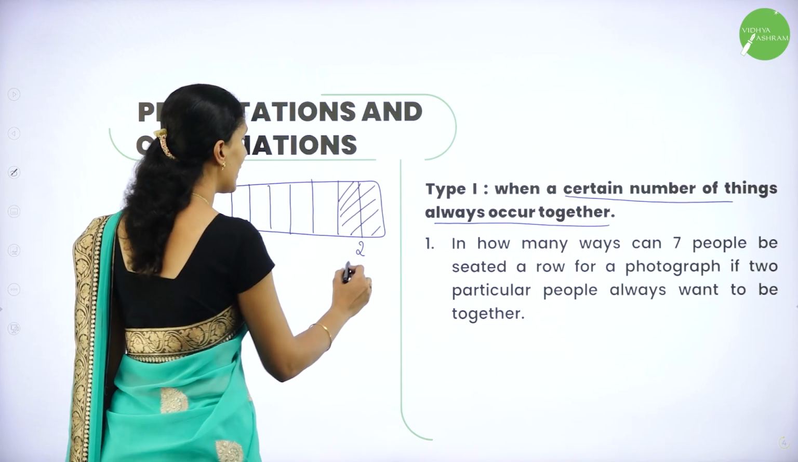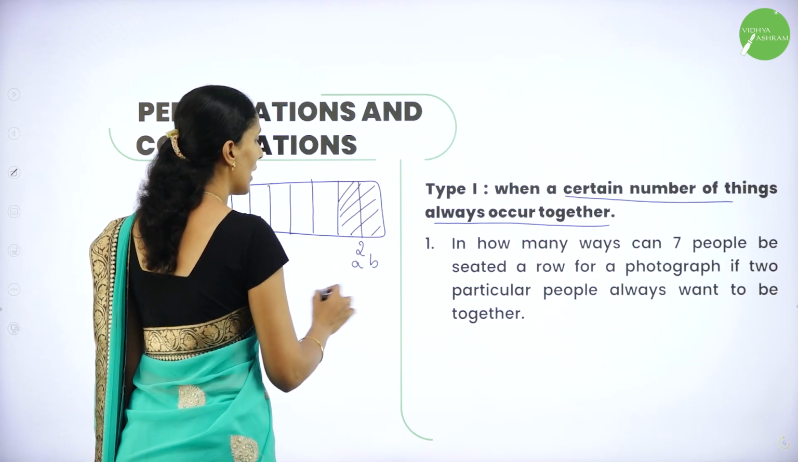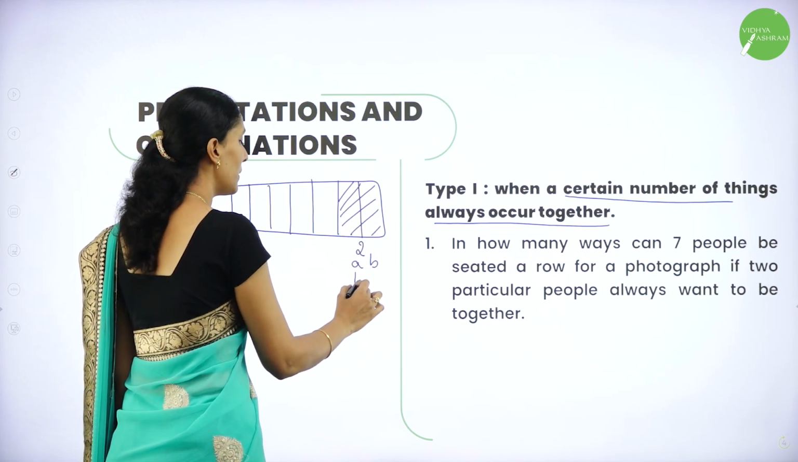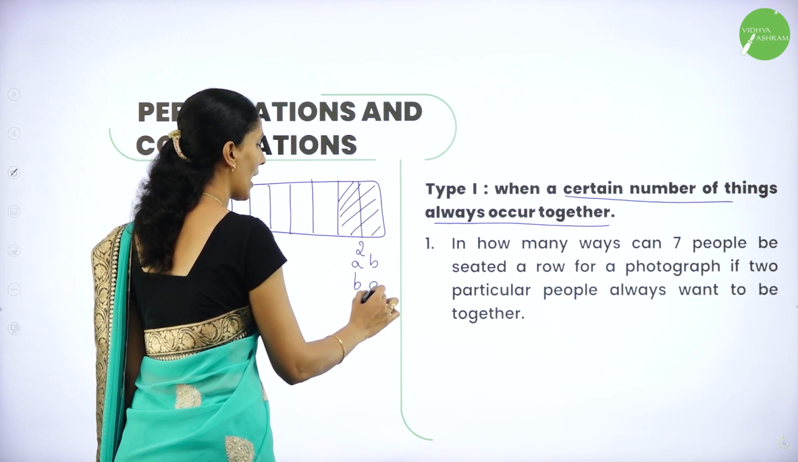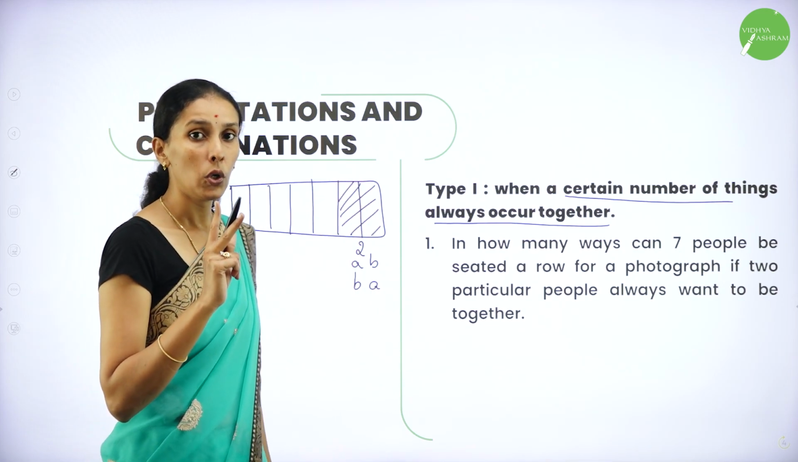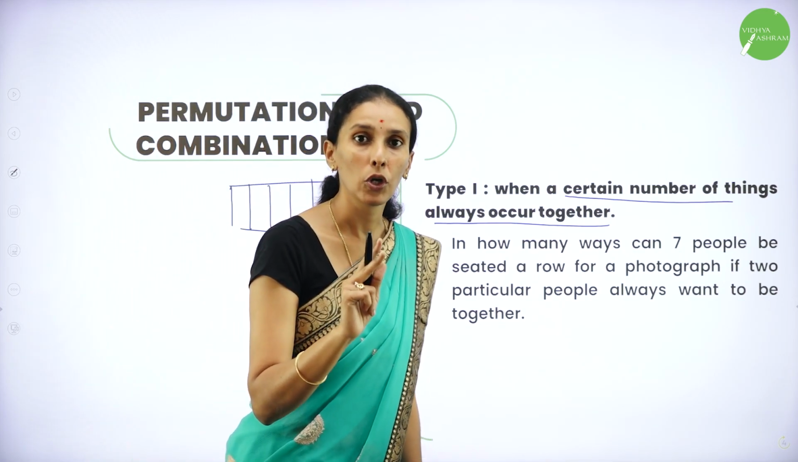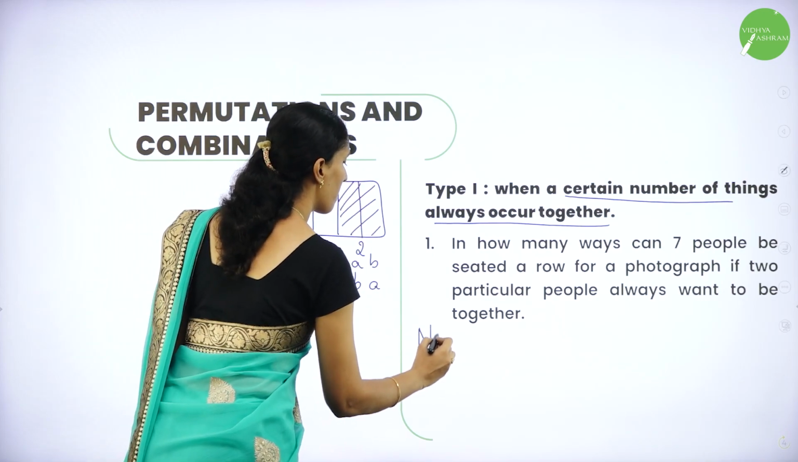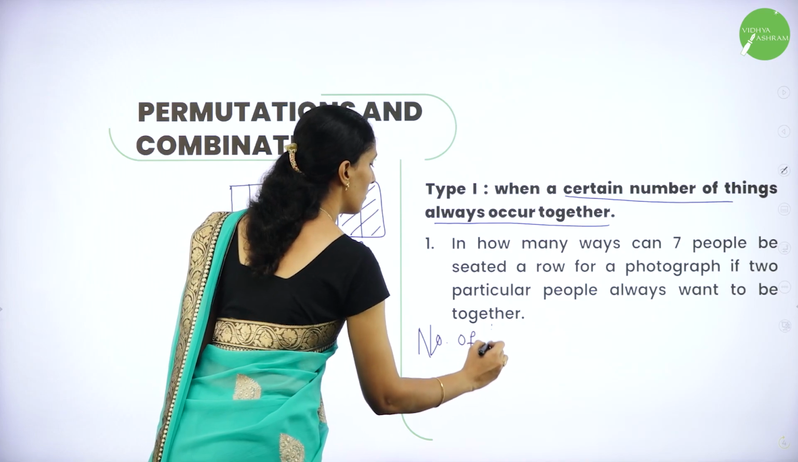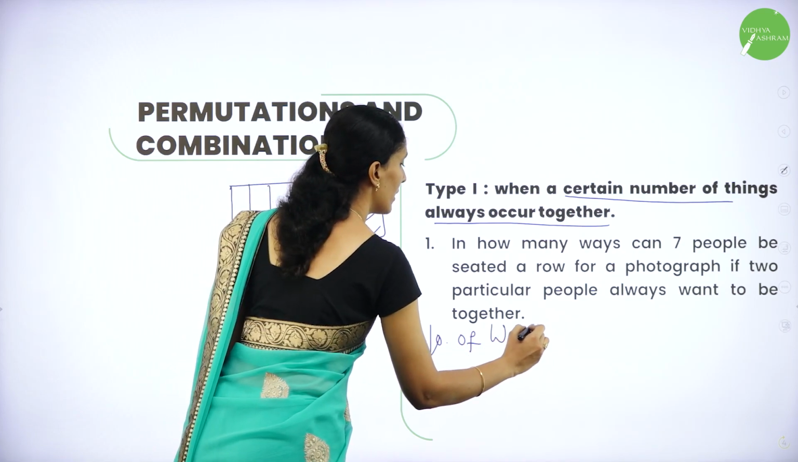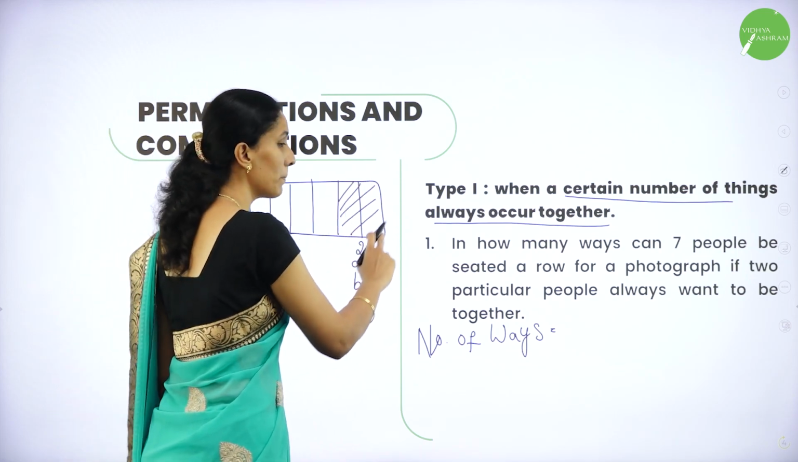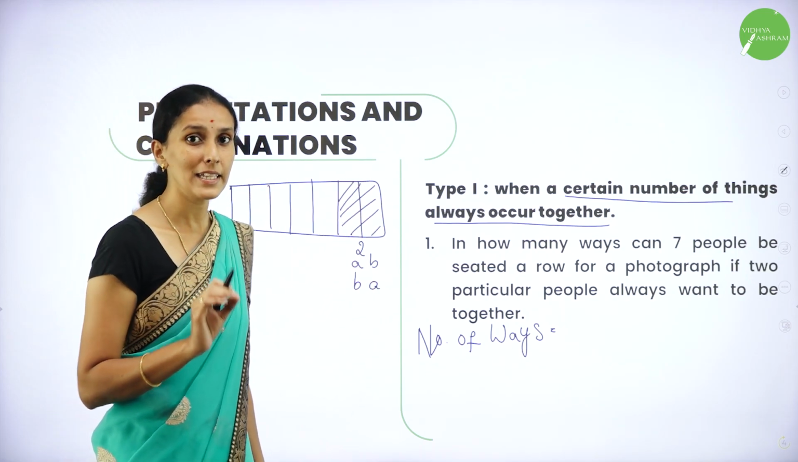Suppose I take A, B here. A can be seated here and B here, or B can be seated here and A here. So we have 2 different arrangements for 2 people. That's why the number of ways here is first one. We are just talking about the 2 people who are always sitting together.